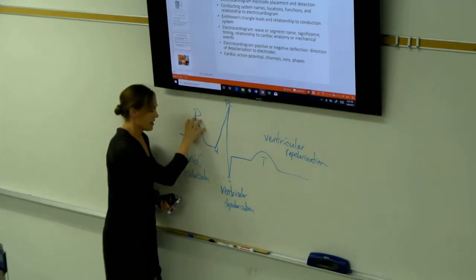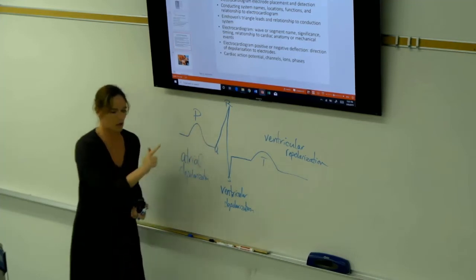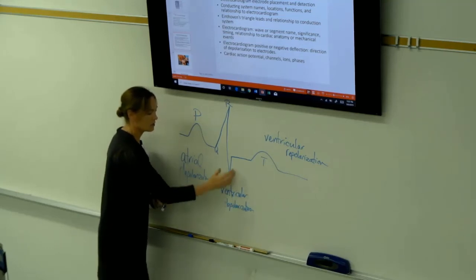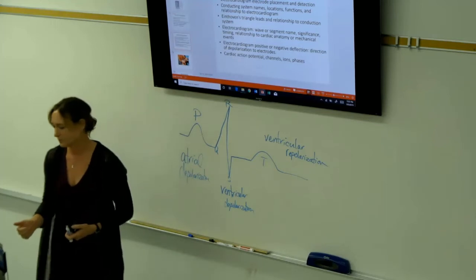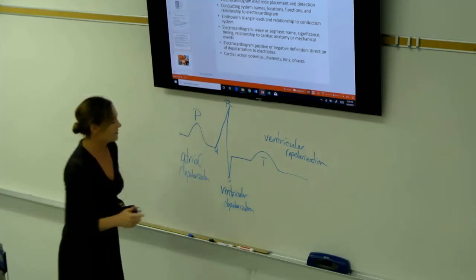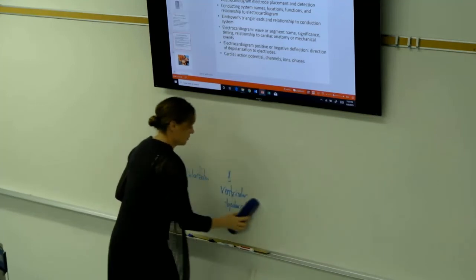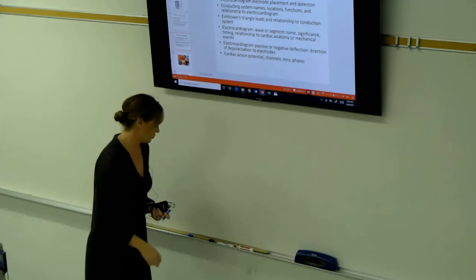So the P wave is an electrical activity, but the atrial contraction happens after. QRS is ventricular depolarization, so the actual contraction of the ventricles is happening after. So we'll finish this electrical portion up with a little quick review of the cardiac action potential.